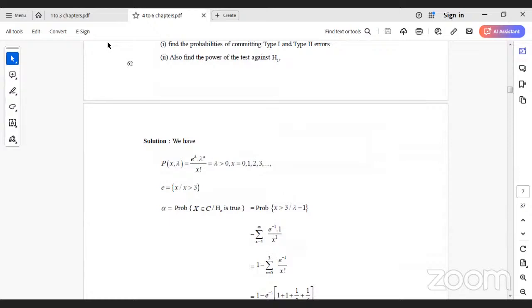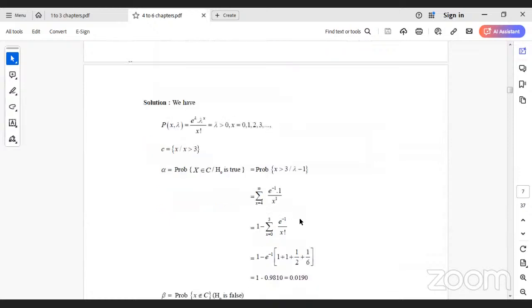We have e power minus lambda into lambda power x by x factorial, where lambda is greater than 0 and x is equal to 0, 1, 2, 3. Therefore we are writing x greater than 3 here. Alpha is equal to probability that x belongs to C when H naught is true, which is the probability of x greater than 3 when lambda is 1, the summation from x is equal to 4, e power minus 1 by x factorial, which is 1 minus the summation from x is equal to 0 to 3 of e power minus 1 by x factorial.